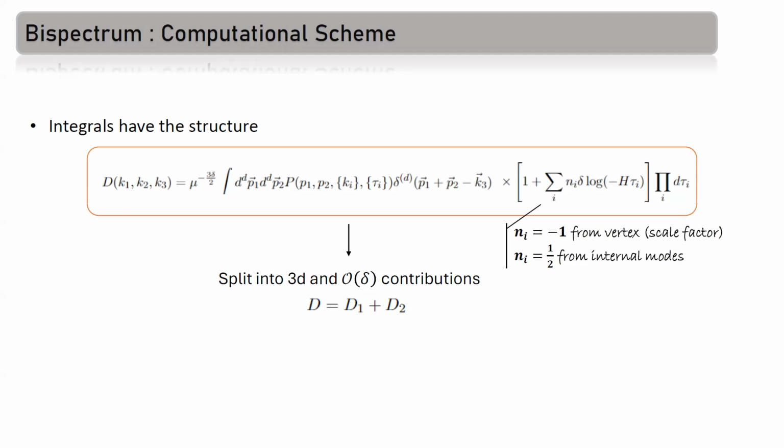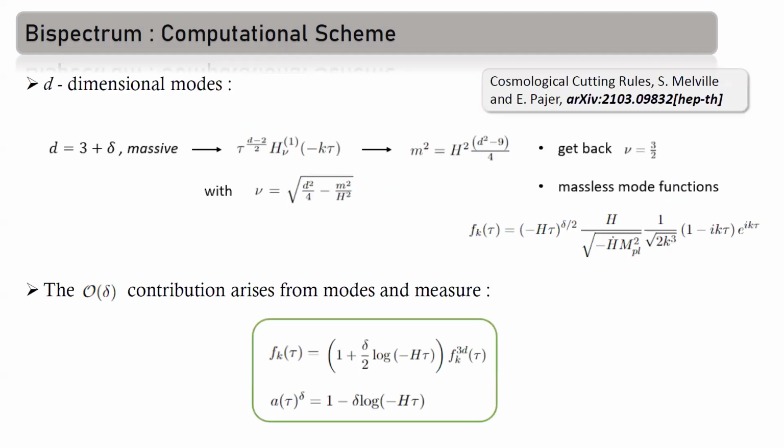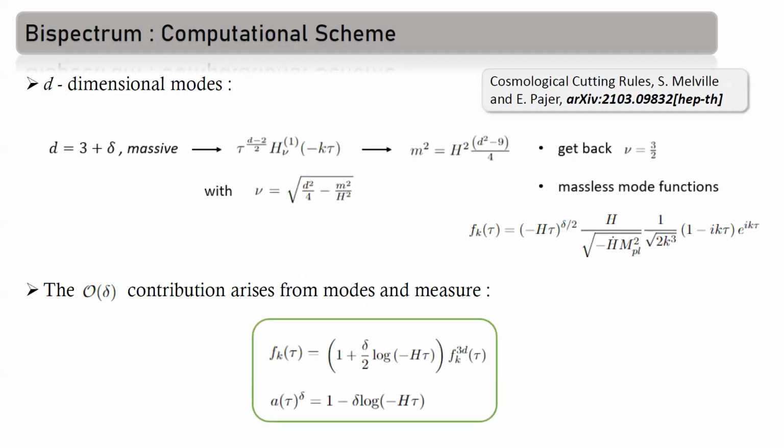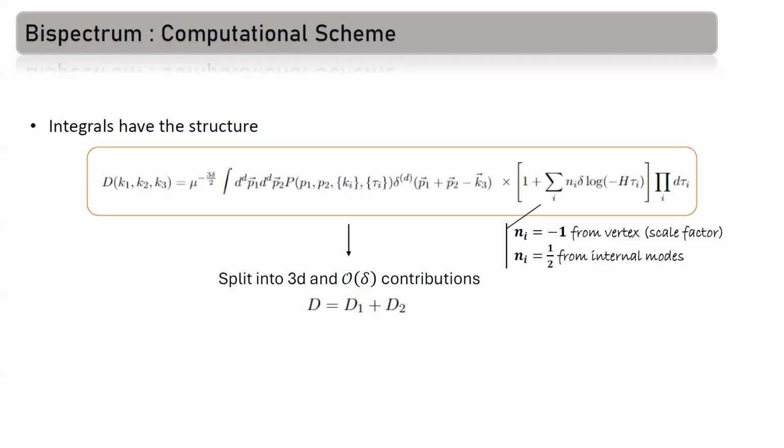This is precisely what you would get because you're now decomposing the modes and the measure into these nice 3D and order delta parts. If you're considering contribution from the modes, you include a factor of half. If you're considering contribution from the measure, you include a factor of -1. So Ni is -1 if you're considering the scale factor, and half if you're considering contribution from internal modes. We call the 3D part that this integral decomposes into, that is when you're keeping this factor of 1, D1, and the order delta part D2.